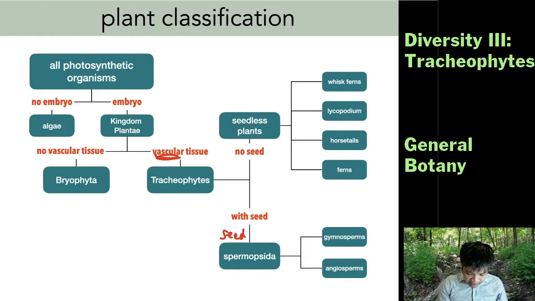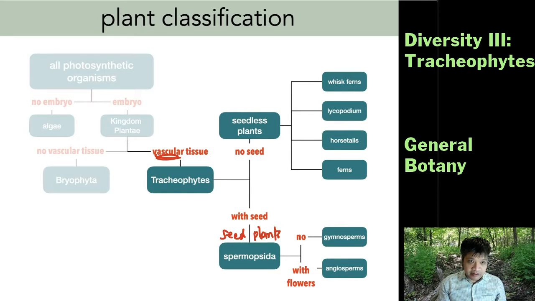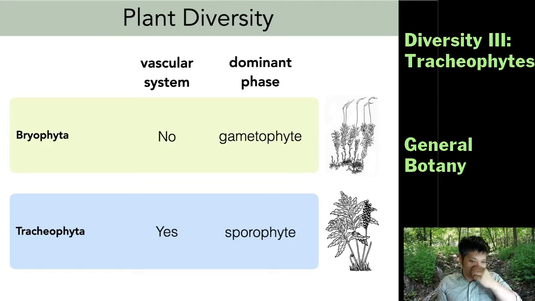Let me write this down. So this is called seed plants. Within that group, if you are a seed plant with no flowers, then you're a gymnosperm. If you have flowers, you are an angiosperm. Today, we're going to talk mostly about this top group here.